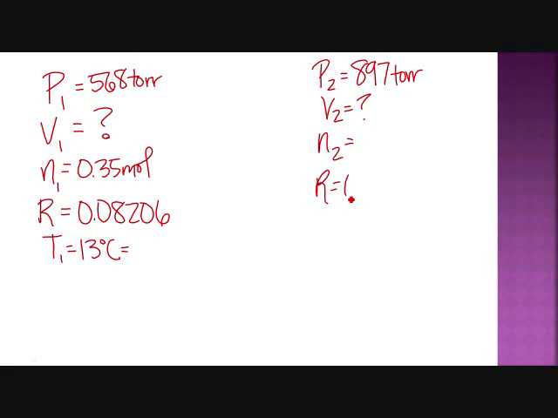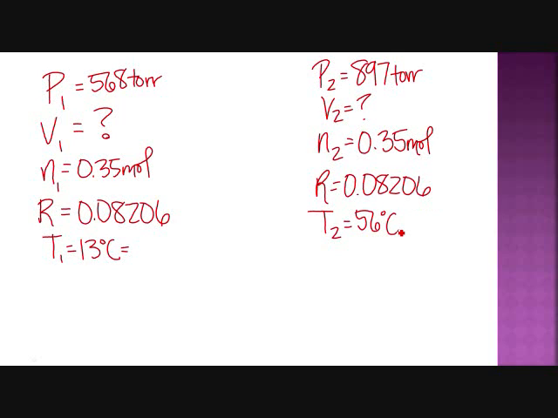What do you think N2 is? Do you think the moles change, or do you think the moles are constant this time? They're constant. So the moles is the same 0.35. The only two things that are constant this time are N and R, so that's why I did it this way. Okay, so to add 273 to 13, you get 286 Kelvin. And then add 273 to 56 and you get 329 Kelvin.